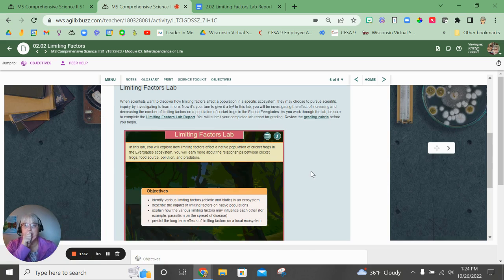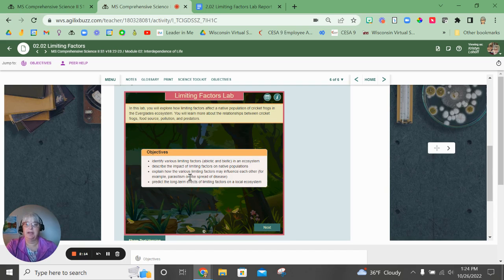All right. In this lab, you will explore how limiting factors affect a native population of cricket frogs in the Everglades ecosystem. You will learn more about the relationships between cricket frogs, food source, pollution, and predators. Objectives: identify various limiting factors, both abiotic and biotic, in an ecosystem. Describe the impact of limiting factors on native populations. Explain how the various limiting factors may influence each other, for example, parasitism and the spread of disease. And predict the long-term effects of limiting factors on a local ecosystem.